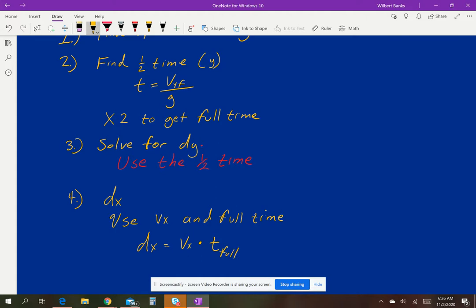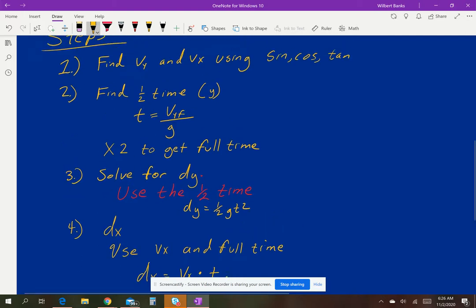So to solve for dy, you're going to use that half equation. You remember for dy, that equation that you needed was dy equals 1/2 gt squared. Okay. Now I want to go through.